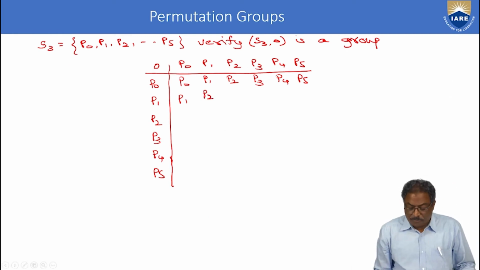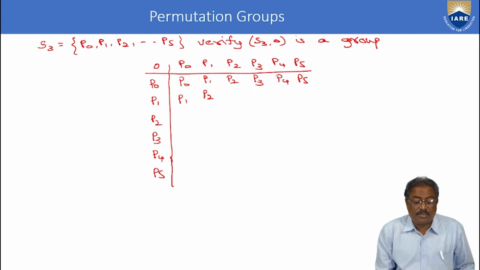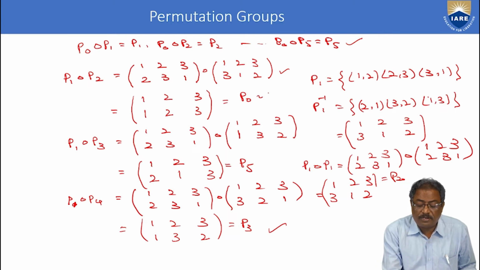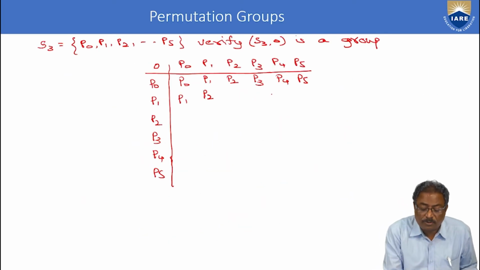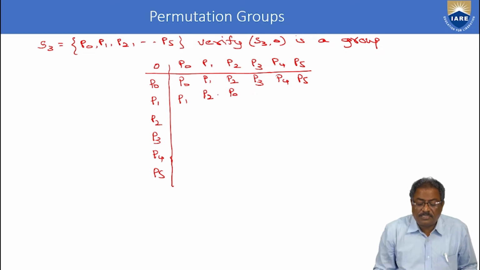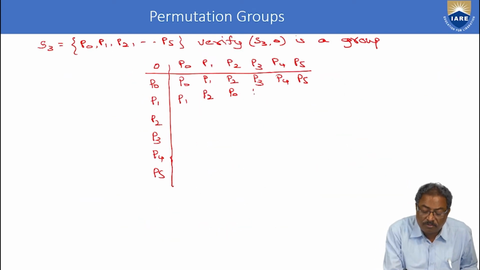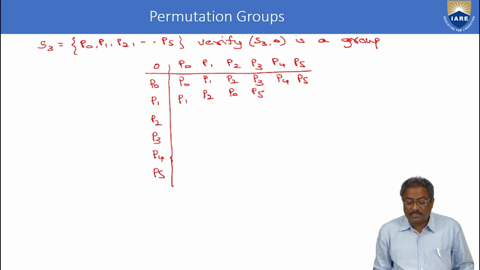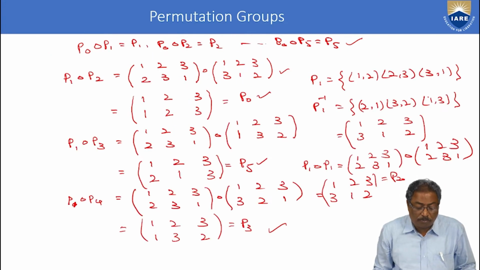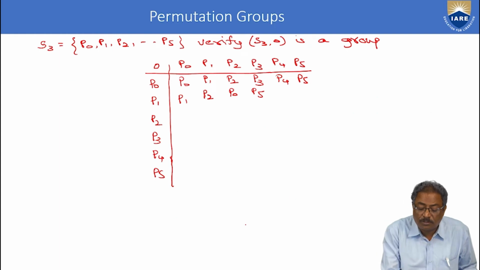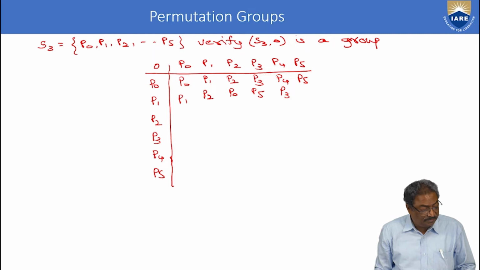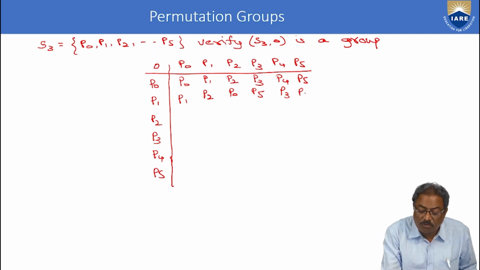Next, P1 circle P2. This we already calculated, it is P0, so we write P0. The next, P1 P3, is P5, so I fill in P5. The next is P1 P4, which is P3, so I write P3. Then P1 P5, in the same way, we get P4.